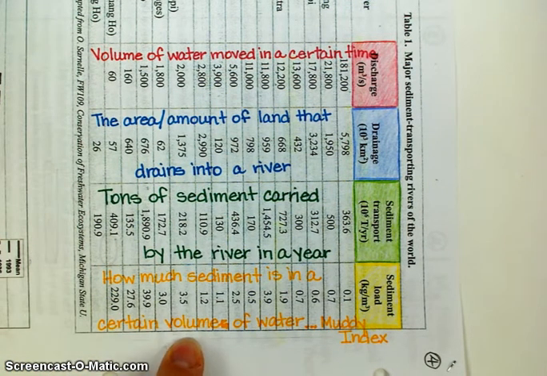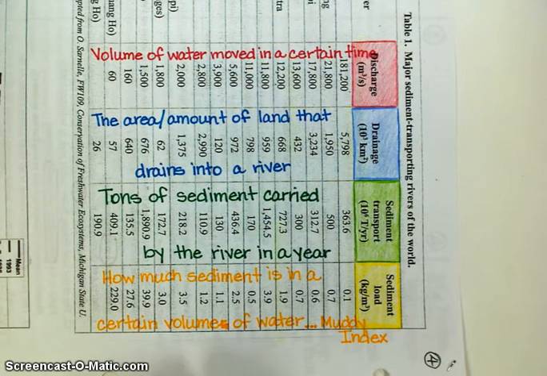And then this last one, sediment load, I kind of call it your muddy index. Because it's how much sediment is in a certain amount of water. So for instance, if you had a cubic meter of water, like a box that was a meter by a meter by a meter, and you filled it with water, and there was a lot of sediment in that water, then that water would probably appear kind of murky and muddy.